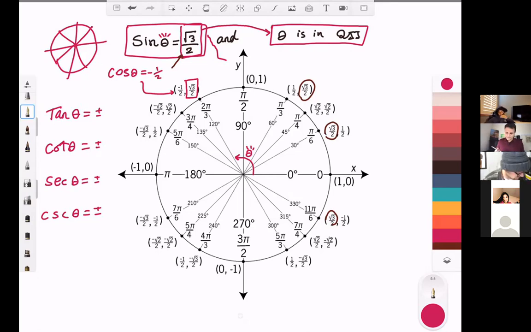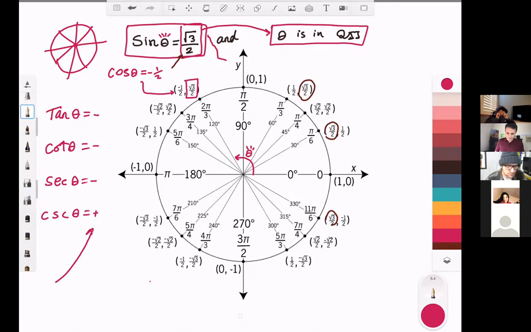Tangent of theta. In quadrant 2, tangent of theta is negative, cotangent is negative, secant is the opposite of cosine so it is negative, and cosecant is positive. You need to know that. I wrote it fast, but it should make sense to you.